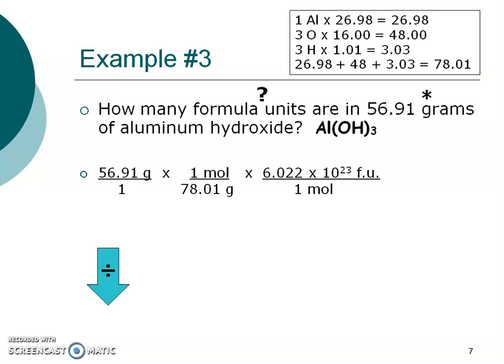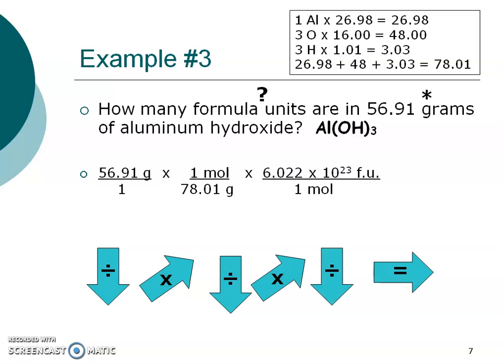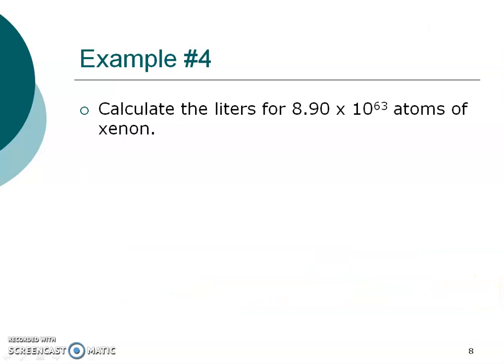Again, I'm going to divide and multiply and divide and multiply and divide and equals. So pause and see again if you can use that magic EE button and come up with an answer. Hopefully you paused and came up with 4.39 times 10 to the 23 formula units of aluminum hydroxide. Pause and write this in.